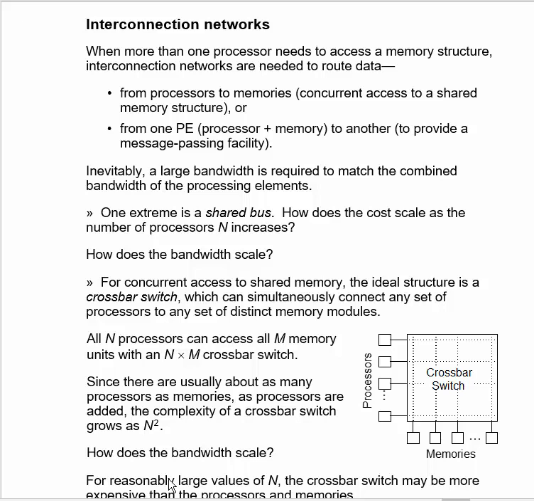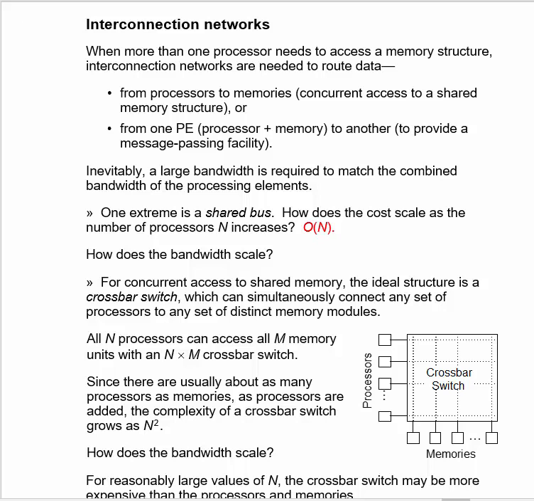Well, one way of doing an interconnection network is just to put everything on the same bus. And this, of course, has the advantage that it's pretty low cost. How does the cost scale as the number of processors increases? Well, it goes up at order n because you pay for each connection to the bus just about the same amount, so the cost is proportional to the number of devices connected.